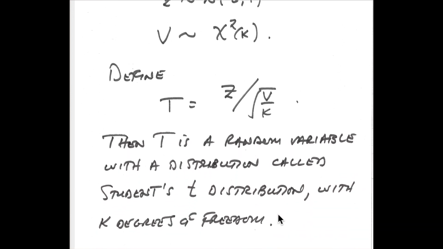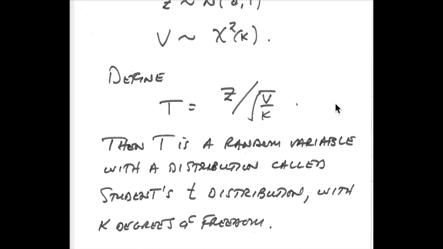So when we do that, the resulting random variable t has what's called a student's t-distribution with k degrees of freedom. And you'll notice that the number of degrees of freedom associated with the distribution of t is the same as the number of degrees of freedom that are associated with the chi-square random variable that is in the denominator of that random variable.